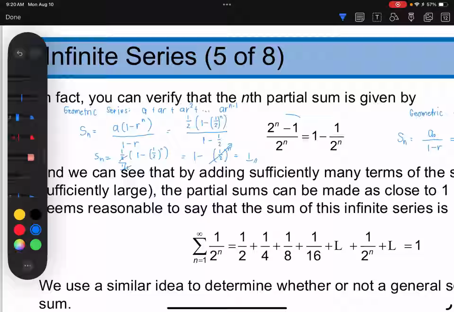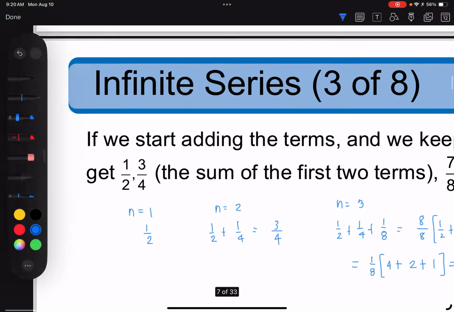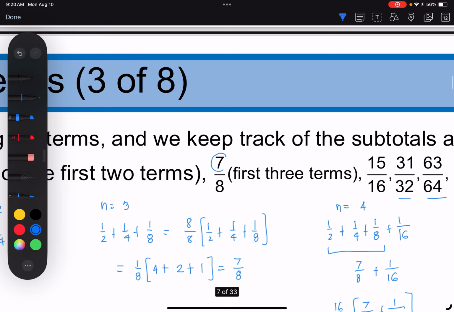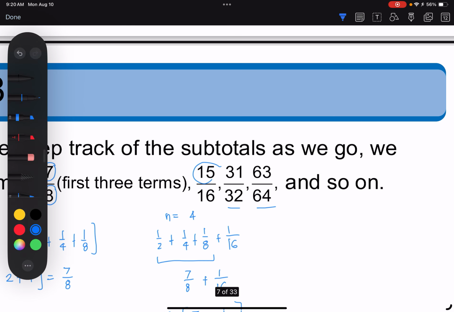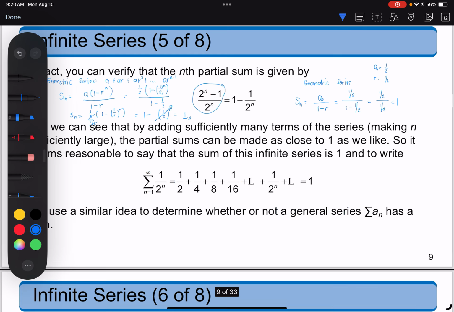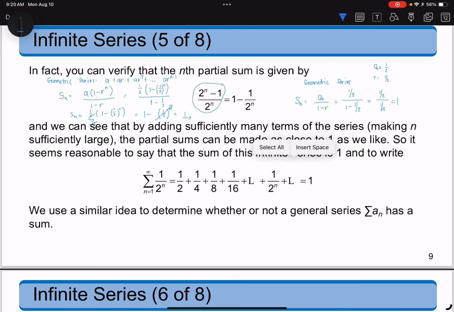Now take note that this formula, 2 raised to n minus 1 over 2 raised to n, comes from this one. It would be 2 raised to n minus 1 over 2 raised to n: 2 squared minus 1 over 2 squared, 2 cubed minus 1 over 2 cubed, 2 to the fourth minus 1 over 2 to the fourth. But basically, we can use a certain formula to evaluate that.